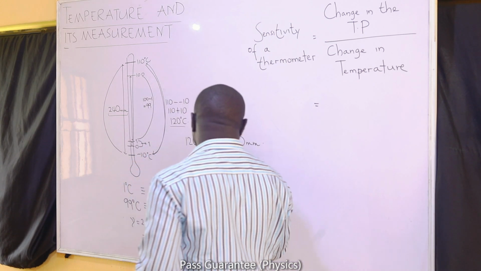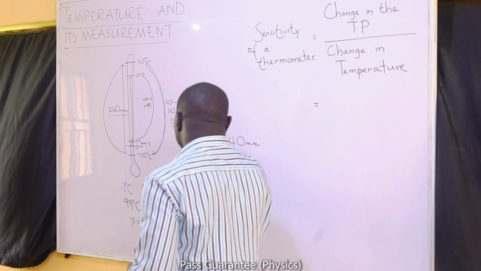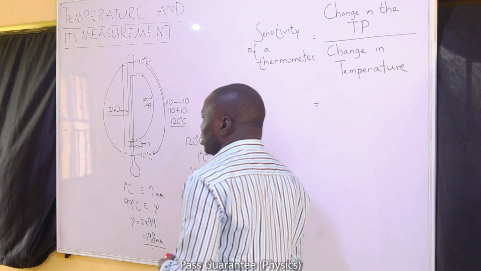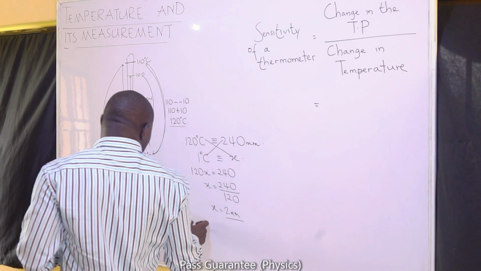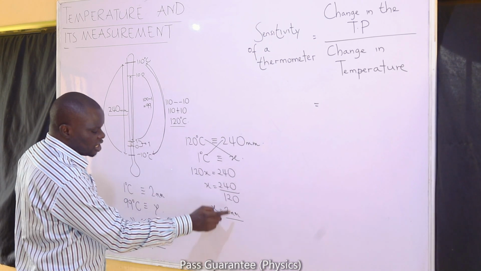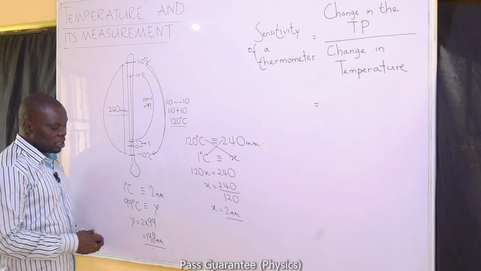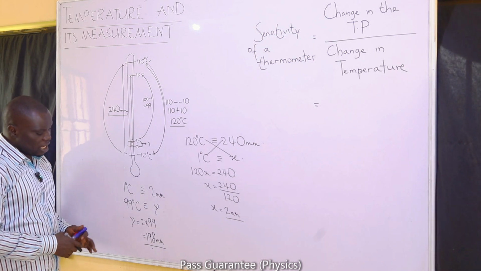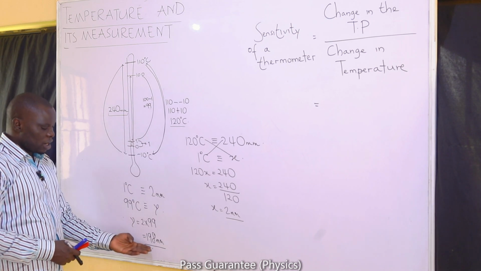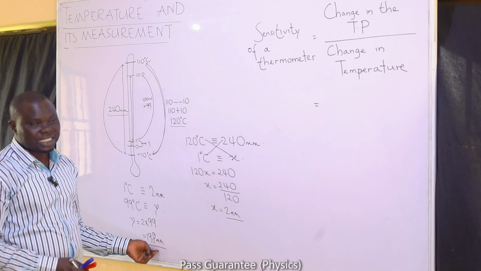For a 120 degree change in temperature, I recorded a change of 240 millimeters. For a 1 degree Celsius change in temperature, I recorded a change of 2 millimeters. I can even use that one directly. For a 99 degrees Celsius change in temperature, I recorded a change of 198.